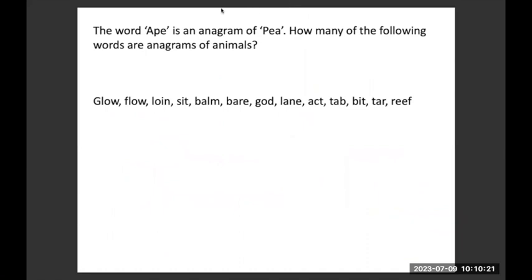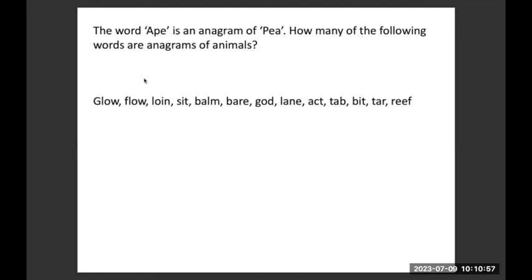So here you're given an example of an anagram. Ape is an anagram of P-E-A, A-P-E. What an anagram is, you use the same letters, but you create a different word. So ape, the letters are A, P, and E. Using that, I can also make another word, P-E-A, pea, which is a piece, one pod. I mean, one pearl of a pea.